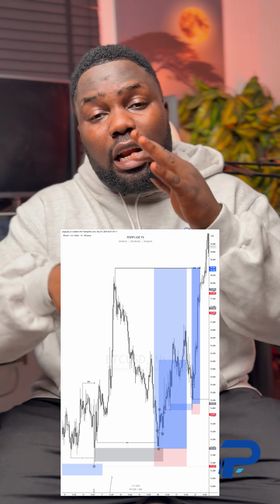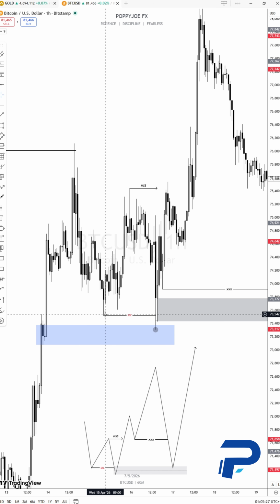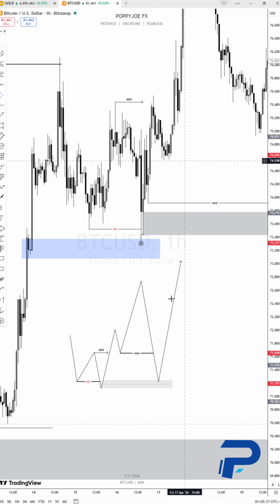This trade paid off, and I want to show you exactly why. So here is what happened. Price swept this low right here, and that's called the liquidity grab. After that, we have the displacement above this high, which is the MSS. So this setup is exactly what we have here.